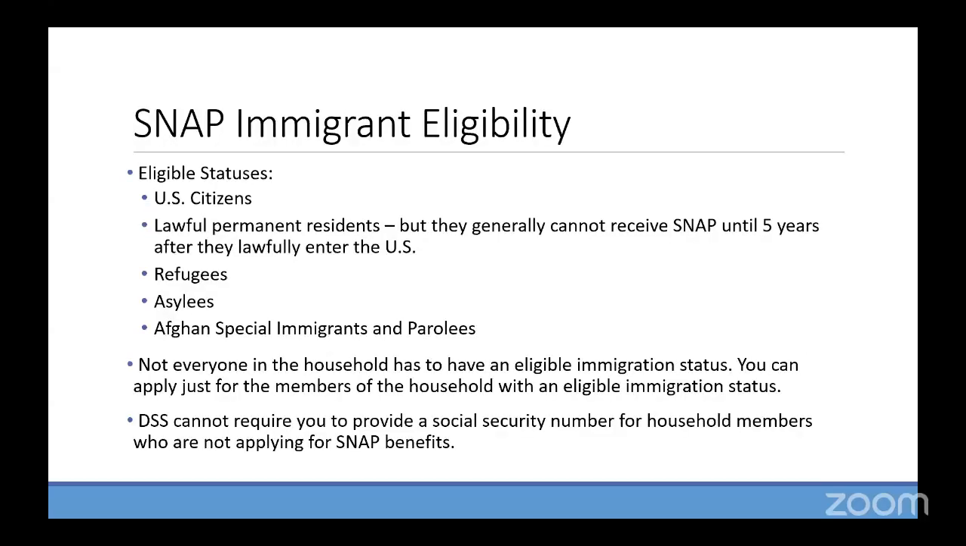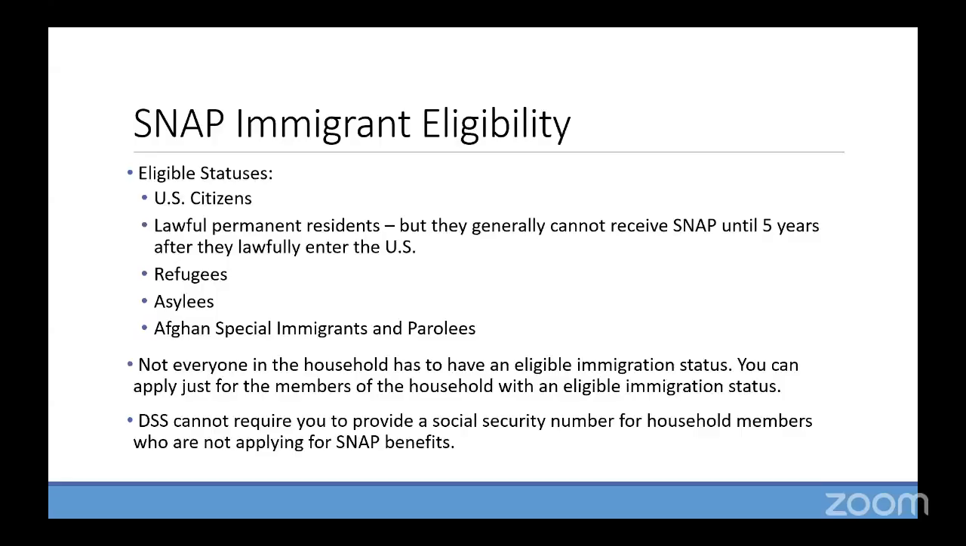As far as immigrant eligibility, of course, U.S. citizens are eligible for SNAP benefits, but there are also some categories of immigrants who can receive SNAP. The first are lawful permanent residents. These are generally people who have green cards. They can receive SNAP benefits after they have been in the U.S. for 5 years. So they do have a 5-year waiting period.